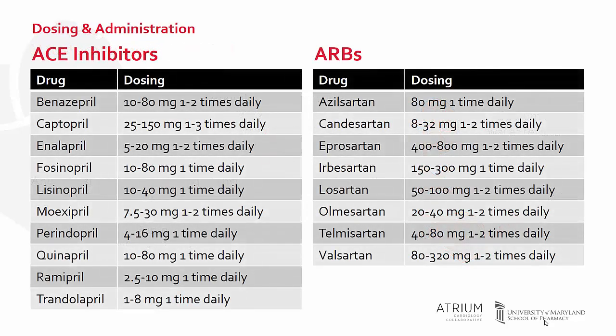In terms of dosing and administration, with the exception of enalapril, all of the ACE inhibitors and ARBs are administered orally. However, the dosing and frequency of each agent depends on the agent that's used, as you can see here on this table. Feel free to pause here or screenshot this table if you'd like to review many of the most common ACE inhibitors and ARBs and their dosing.